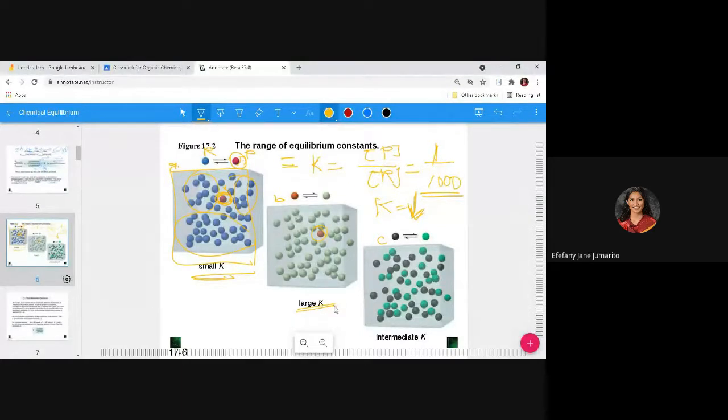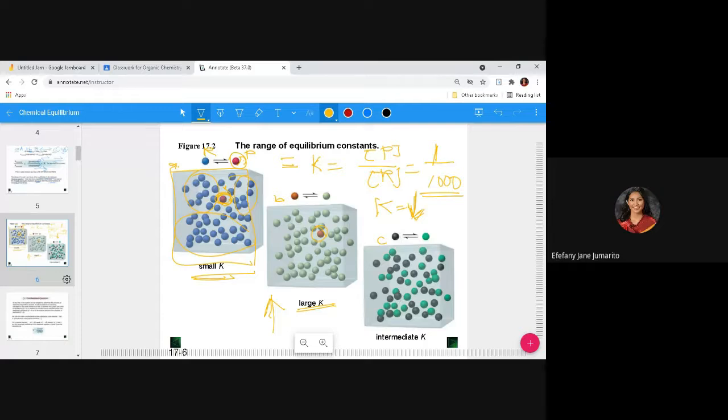if a big number is divided by a small number, what will be our answer? Larger. So it's big. So we have a larger K, and that means our system favors the product.